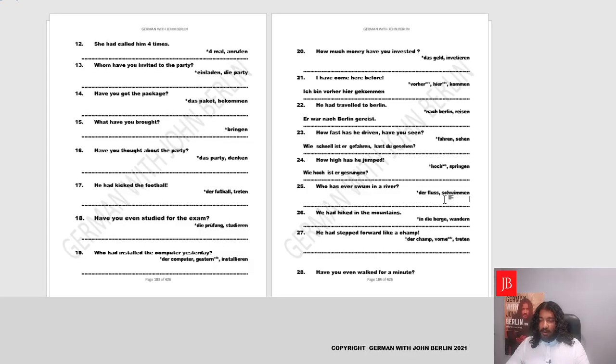Okay. Have you ever swum in a river? Or who has ever swum in a river? Now again, we'll begin with the W-Frage, that is who. How to say who? Wer, wen, wem, wessen. Just like der, den, dem, des. Wer, wen, wem, wessen. So we need nominative. Wer. Who, let's make it bigger.